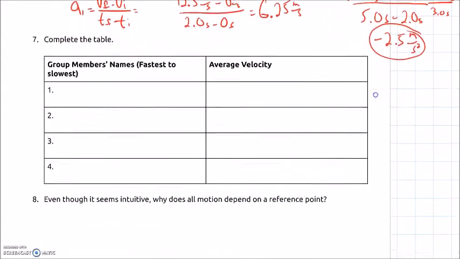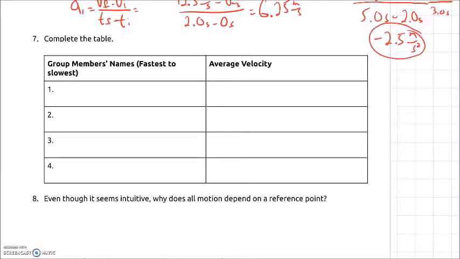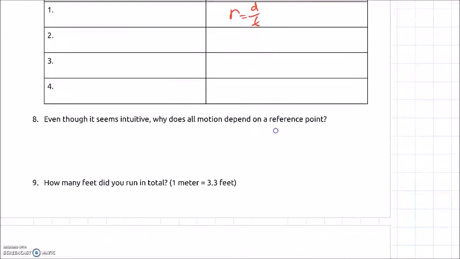All right, number 7. I'm going to trust that you guys could compare average velocities for your group mates. What you do to calculate average velocity is rate equals distance over time. For this particular example, I didn't give you time for all of our group mates. So I think you guys should be able to do that. If you have questions, let me know.